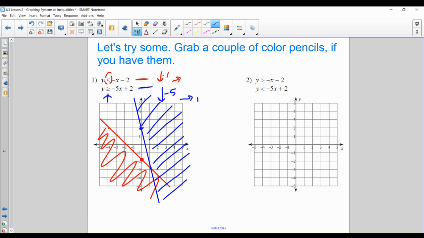Okay, so here's the part to understand. With systems of inequalities, the solution is the part of the graph that is shaded by all. So the part that is the solution is right here, and I would want to darken that with my pencil. That's the only part that's shaded by all of it.